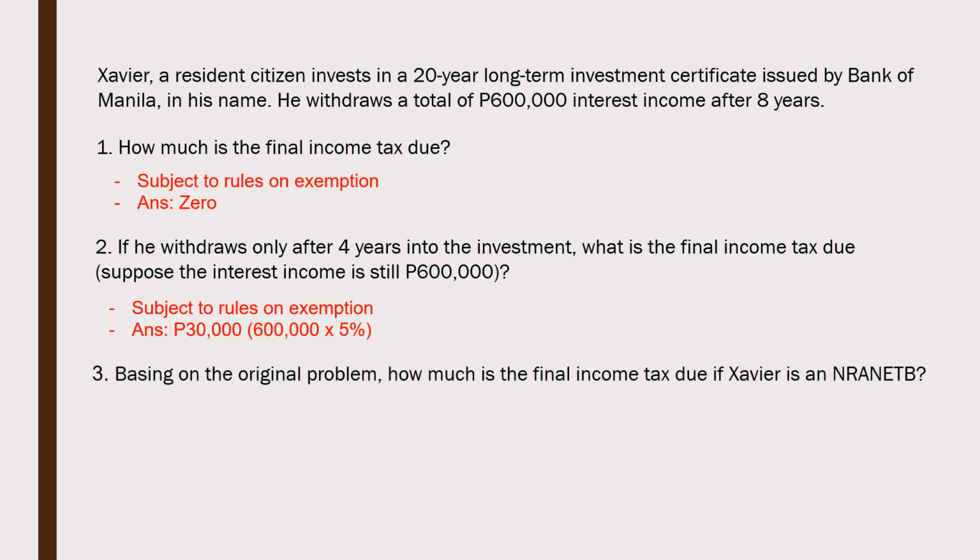Basing on the original problem, how much is the final income tax due if Xavier is an NRENET B? So again, NRENET Bs are not subject to rules on exemption. Therefore, the rate will remain at 25%, and the answer is 150,000.